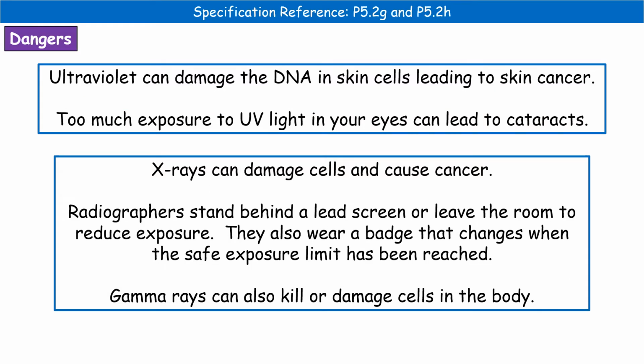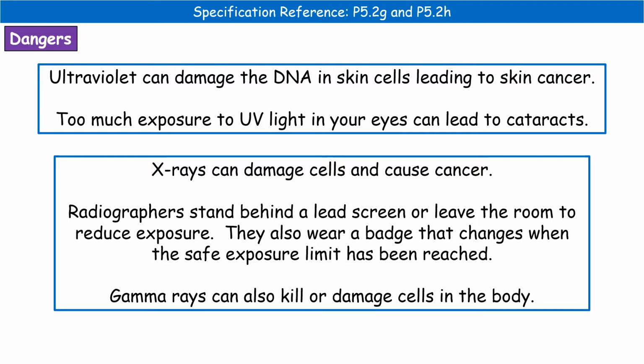They also have some dangers associated with them. Ultraviolet, first of all, as much as it does produce our lovely vitamin D, which prevents rickets, if you're exposed to significant quantities of ultraviolet, you can actually damage the DNA in your skin cells, and as a result, you could develop skin cancer. That's why you should wear sun cream. If you have too much exposure to UV light in your eyes, that can lead to cataracts, hence why you should wear proper sunglasses with UV protection in those lenses in very bright conditions.